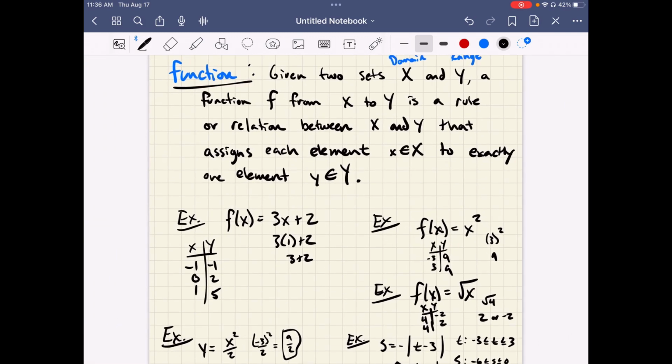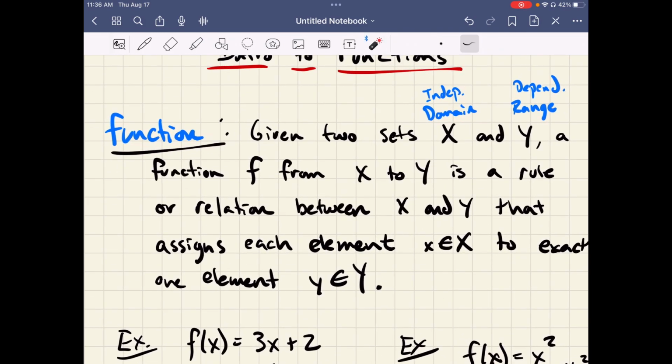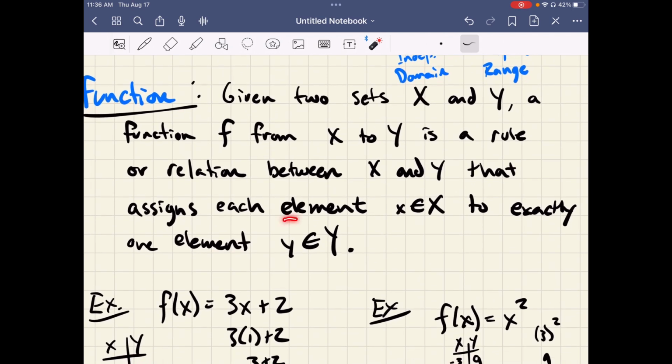All right. So remember, for the rule that you're going to use, your explanation is going to be that only one x can map to one y.